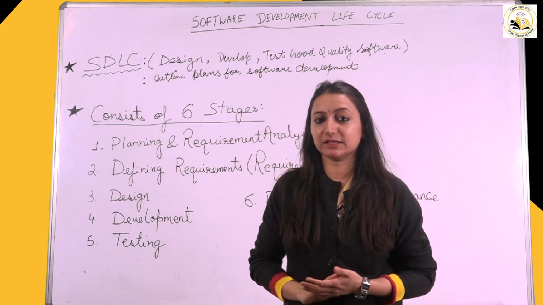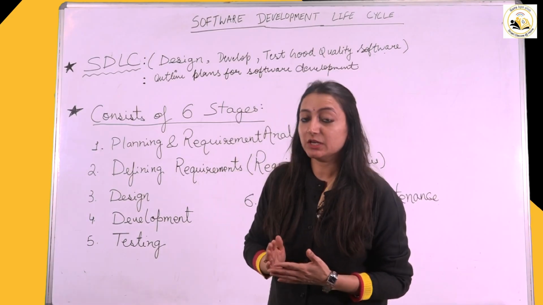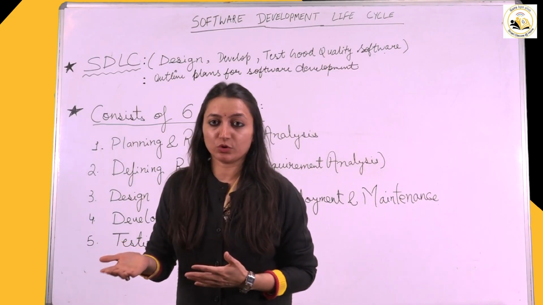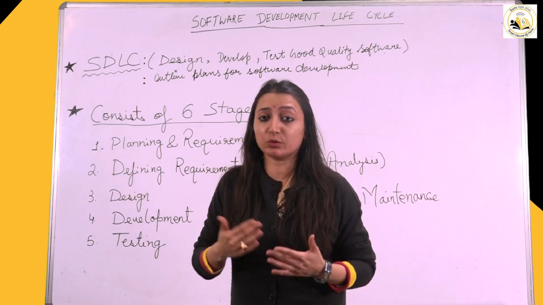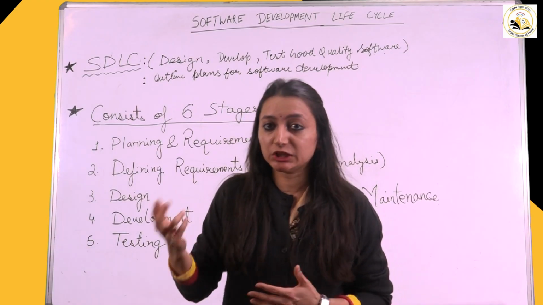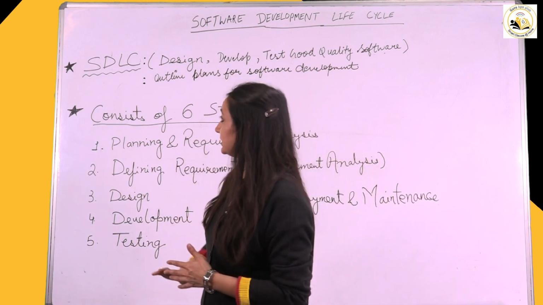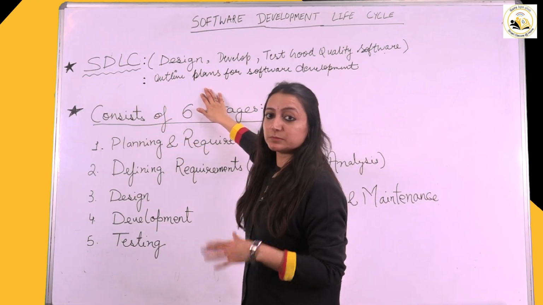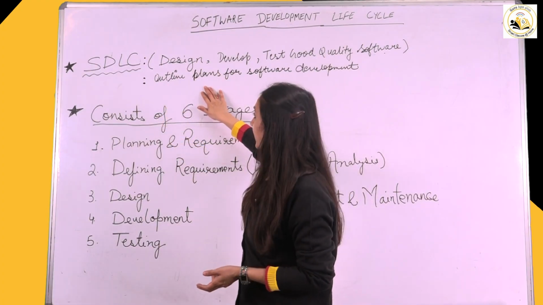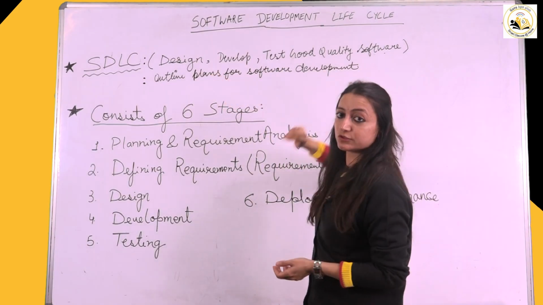Now in SDLC we talk about how we are going to develop any software. So like any other product, we have to know the basic requirements, how we are going to develop, and what are the major issues that are persistent in the market. So considering all these factors, we have to develop our software. So this is the life cycle of a software where we consider, develop, and test a good quality software.